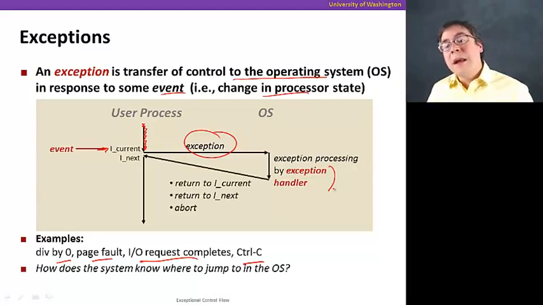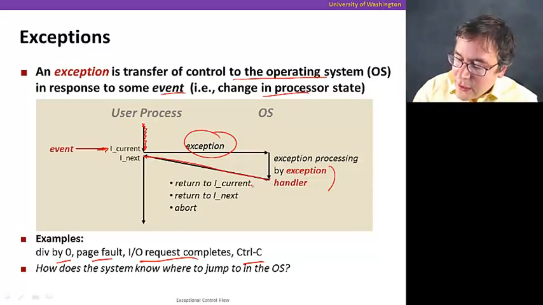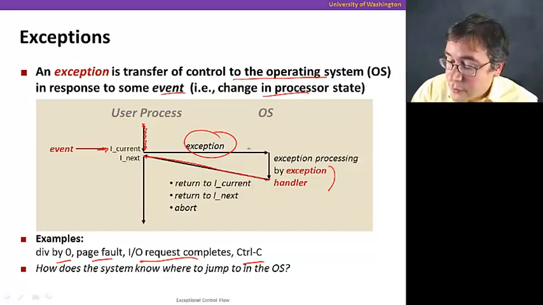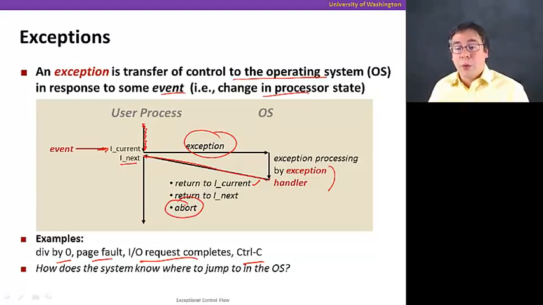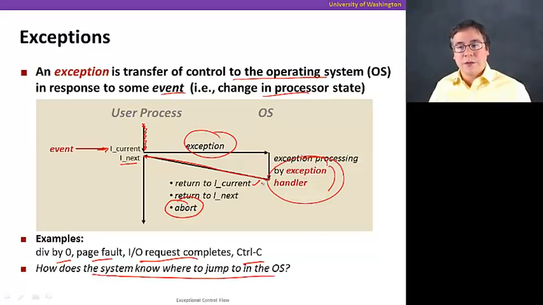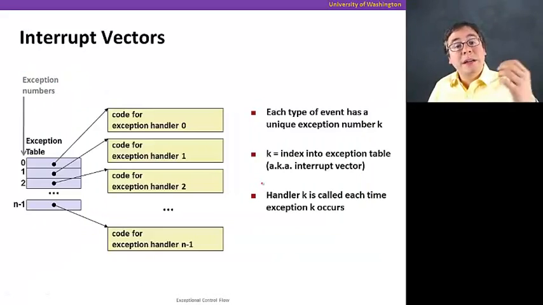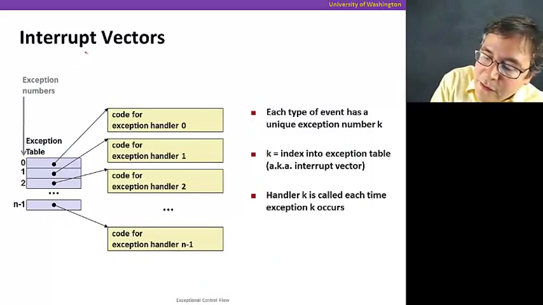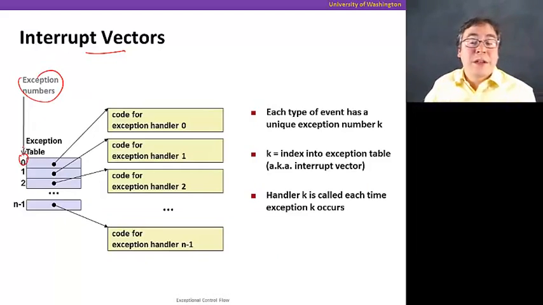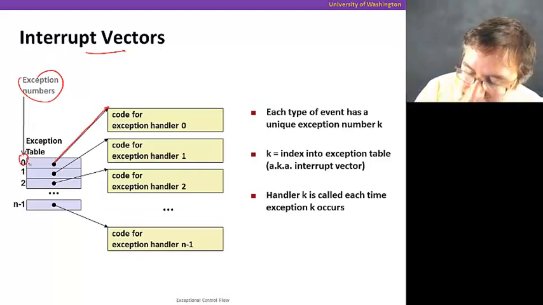Whenever the operating system is done with processing that exception, it returns to the instruction that was being executed by the user process. It could either return to the current instruction, it could return to the next instruction, or it could even decide to simply abort the program. An important question here is, how does the system know which exception handler to execute? Well, that depends on the exception that happens. There's something in your system called the interrupt vector that maps the exception, each exception has a number, to the code that handles that exception.